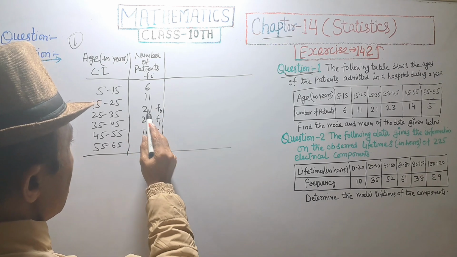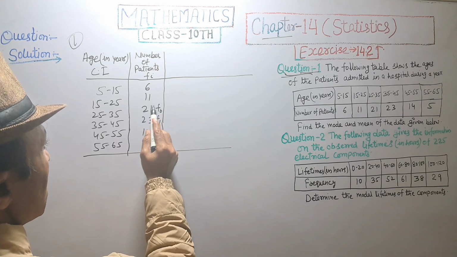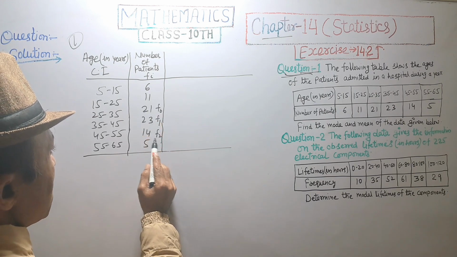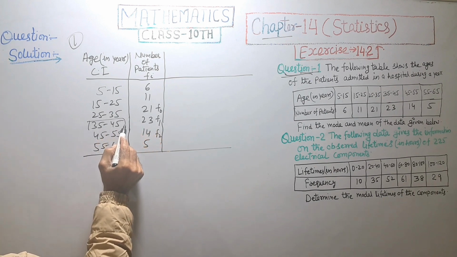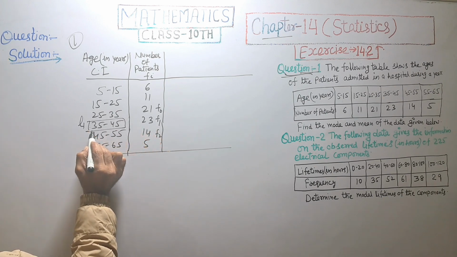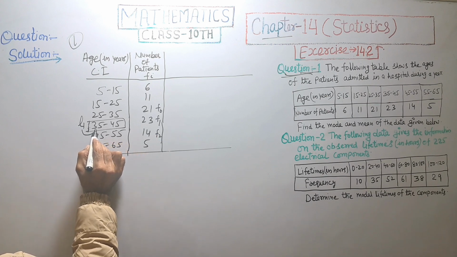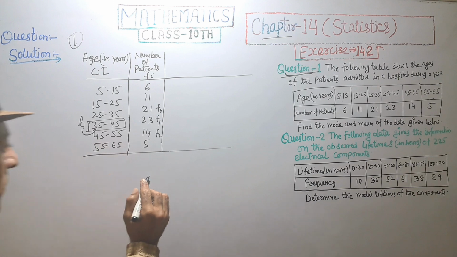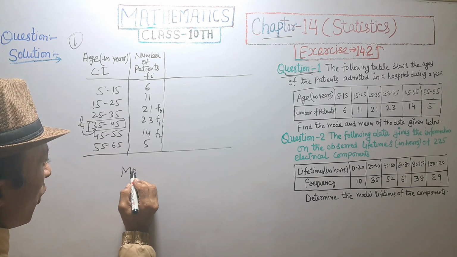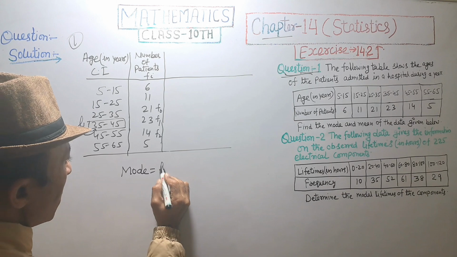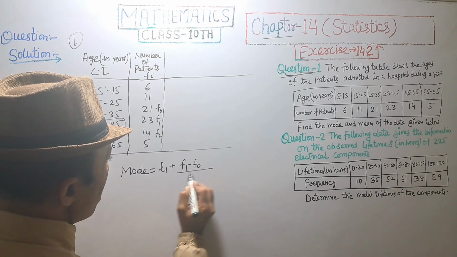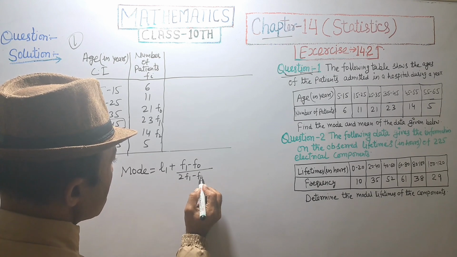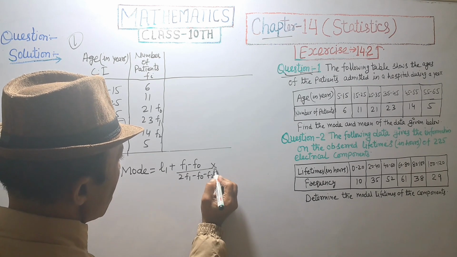The largest number is F1, and F0 is 21, F2 is 14. In this class interval 35 to 45, L1 is equal to 35. So the formula of mode is equal to L1 plus F1 minus F0 upon 2F1 minus F0 minus F2 into H.